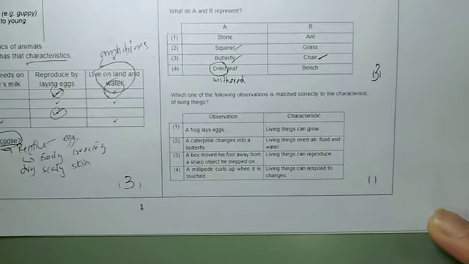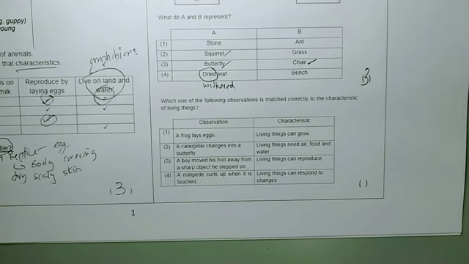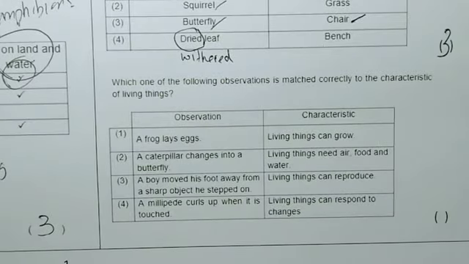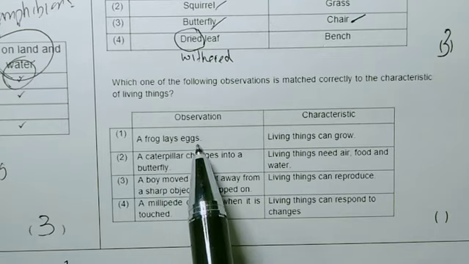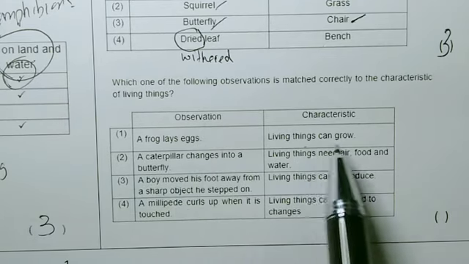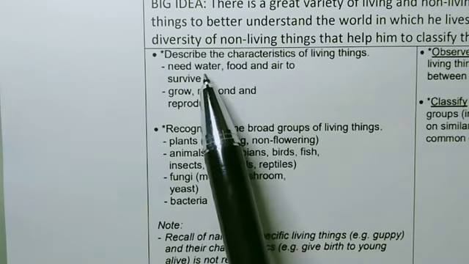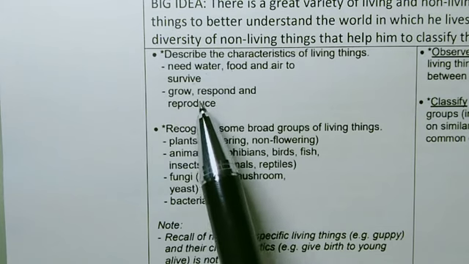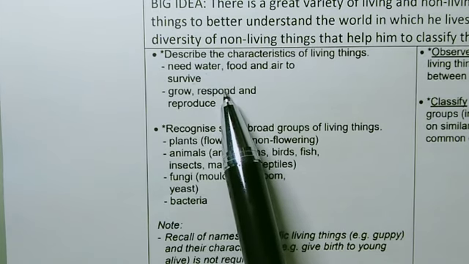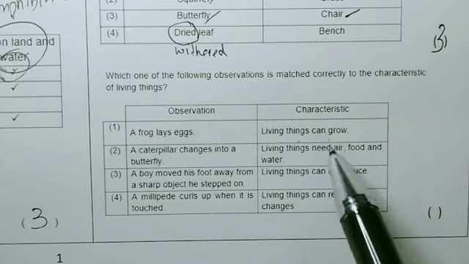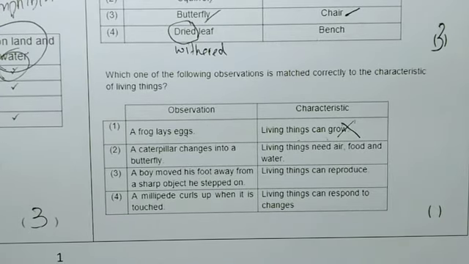Okay, next question. Now, which of the following observations is matched correctly to the characteristics of living things? Alright, which of these? So let's take a look. Frog lay eggs is the observation. Is that linked to the characteristics? So here we go back to our notes. These are the few characteristics of living things. They need water, food, and air to survive. They grow, they respond to changes in the environment, and they reproduce. So if we look at this here, a frog lays eggs. This must be about reproduction. So this is the wrong description, the wrong characteristics.